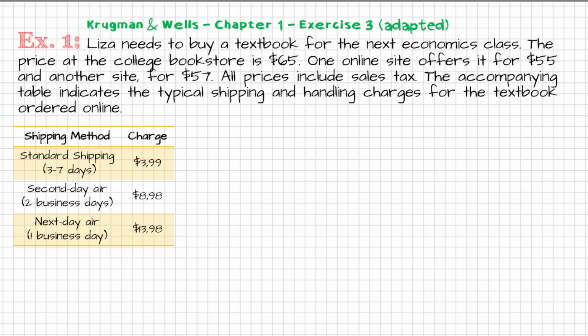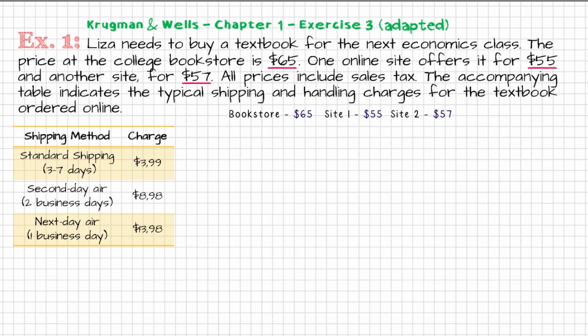Let's start with this exercise, adapted from Krugman and Wells. Liza needs to buy a textbook for her next economics class. The price at the college bookstore is $65. One online site offers it for $55. Let's call it Site 1. And another site offers it for $57. Let's call it Site 2. All prices already include tax.